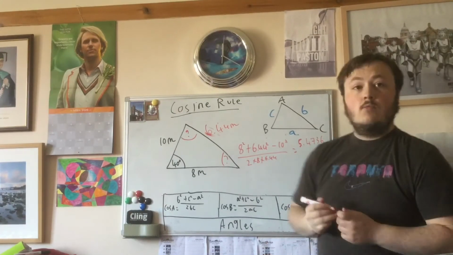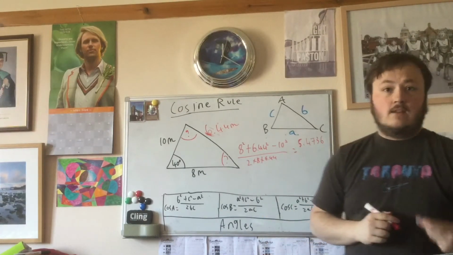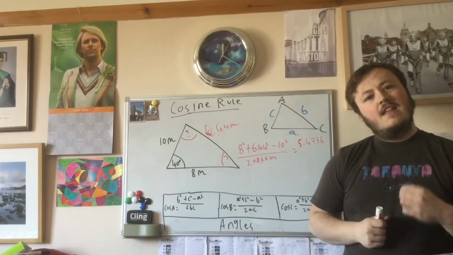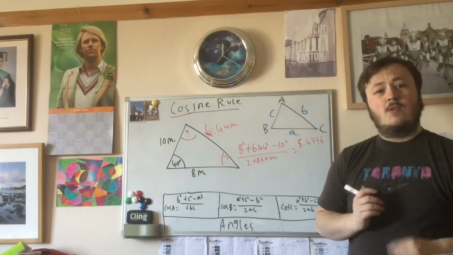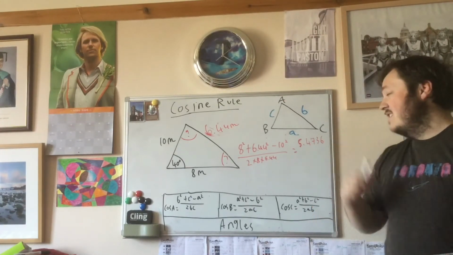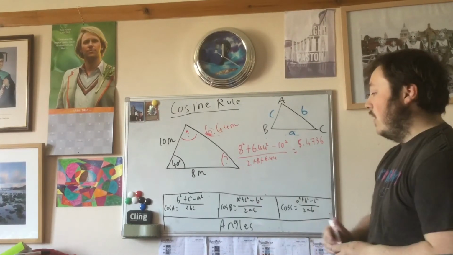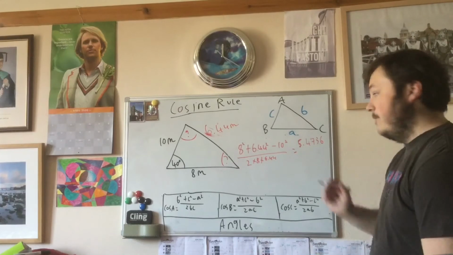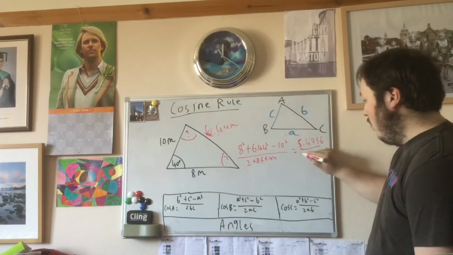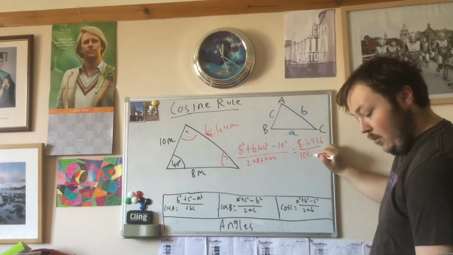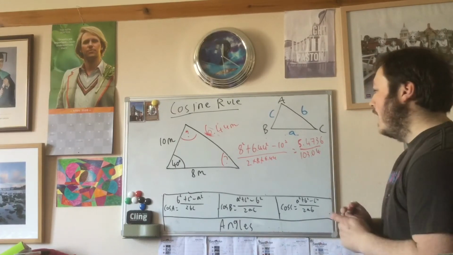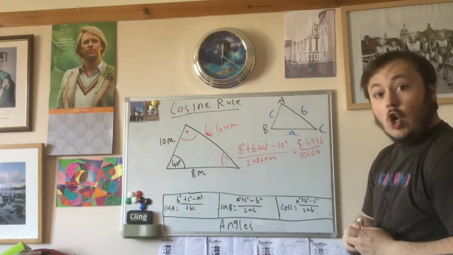5.4736. The reason why I didn't round this to 2 decimal places like I've done per usual is because we want to get this degree to the best accuracy as possible in our working out. And because it's only to 4 decimal places, I can still fit it on the board. And now the bottom one. 2 times 8 times 6.44 will get us 103.04.